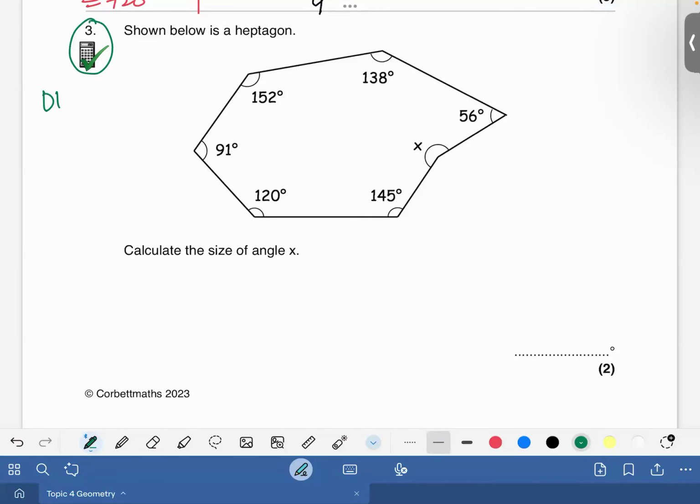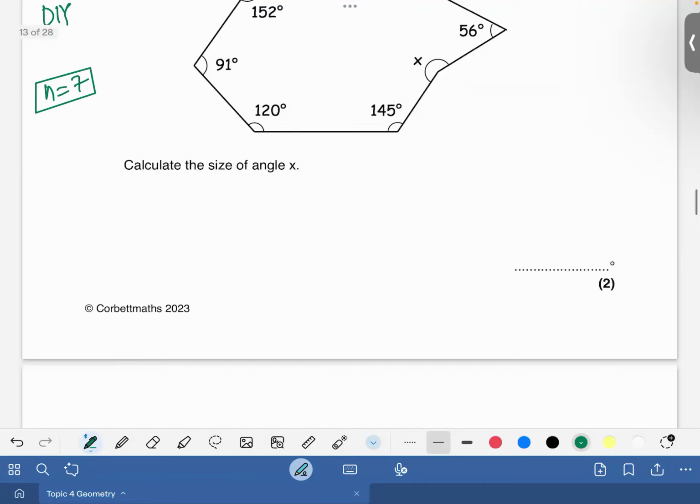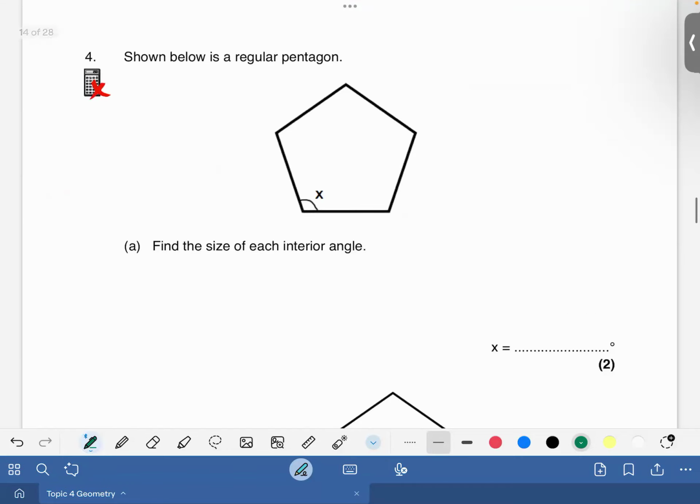Okay, shown below is a heptagon, so I'm not doing it, please do it yourself. Hepta means n is equal to 7, so just find out the total and then find out the missing one. Okay, find the size of each. It's regular, meaning all angles are the same, so do it yourself. n is equal to 4. Okay, just find out the total and then divide by 5.